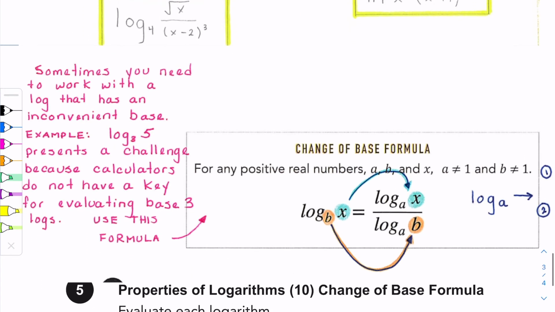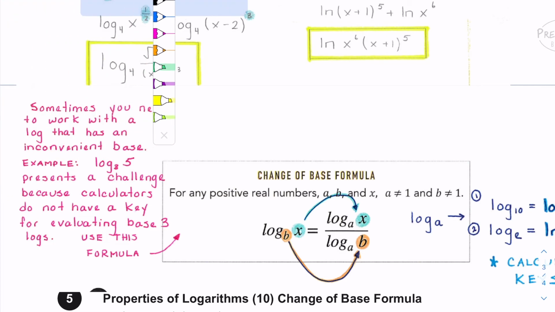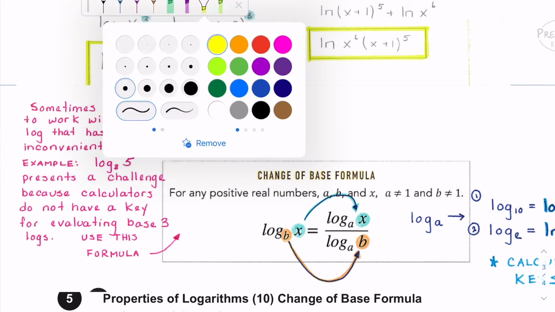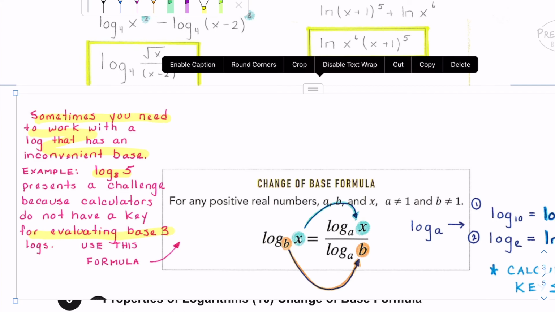And the last part of today's notes is working with the change of base formula. Over here on the side, you see I wrote out a note already, and it says sometimes you need to work with a log that has an inconvenient base. For example, log base 3 of 5. This presents a challenge because calculators do not have a key for evaluating base 3. When this happens, you need to use the change of base formula.